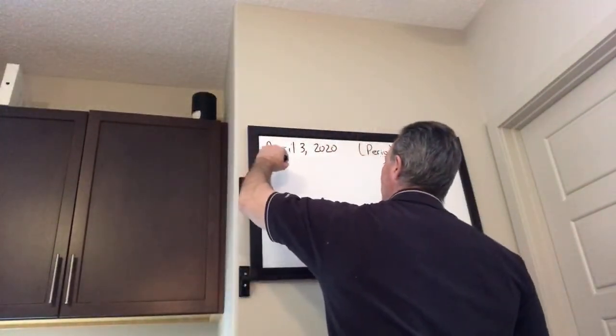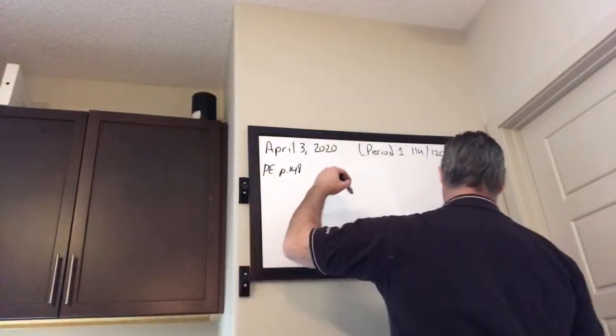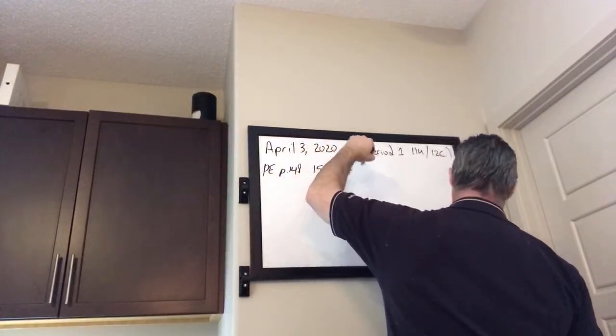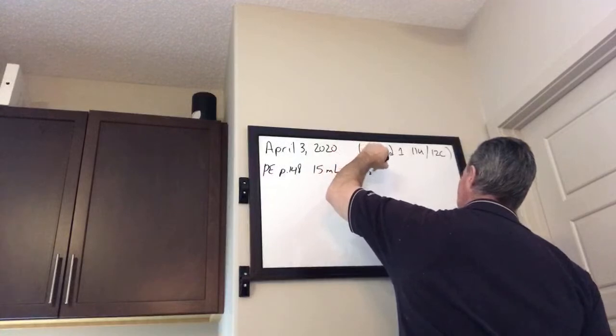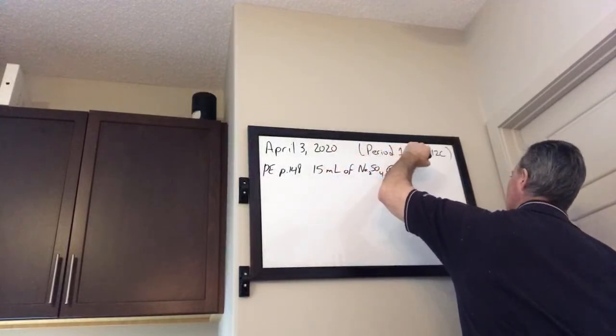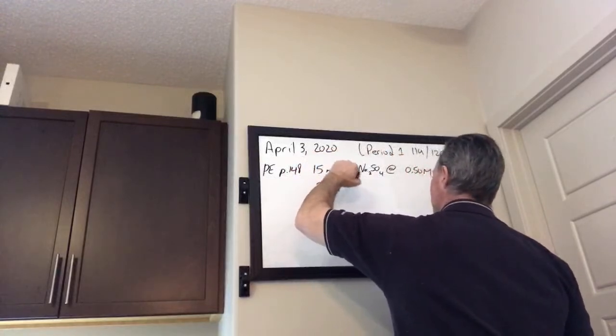Practice example on page 148 of chapter 4. The question asks, how many grams of sodium sulfate are there in 15 milliliters of 0.5 molar sodium sulfate? So it's asking, there's 15 milliliters of sodium sulfate at a concentration of 0.05 molar. And it's asking you how many grams of sodium sulfate.